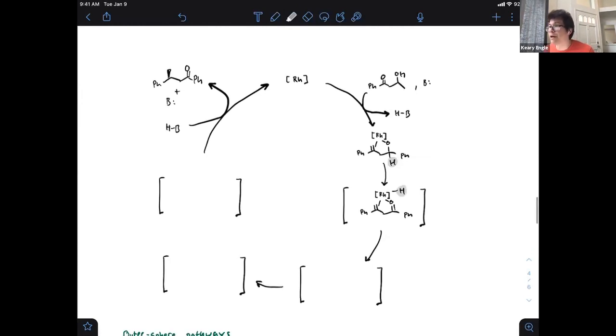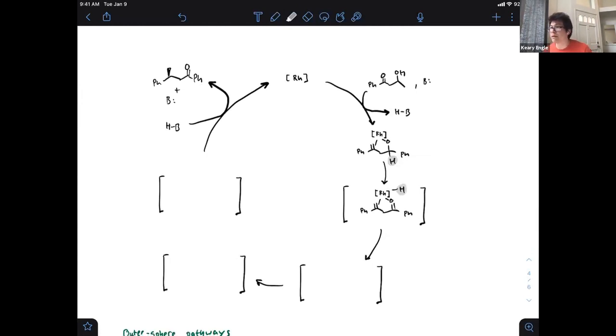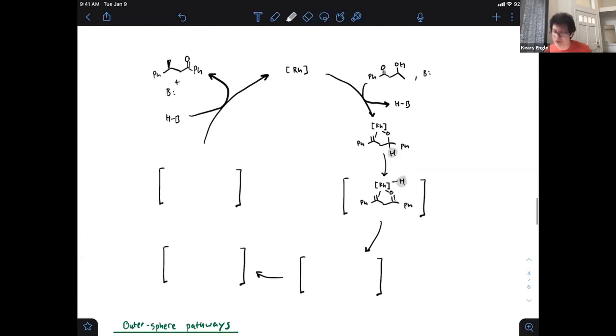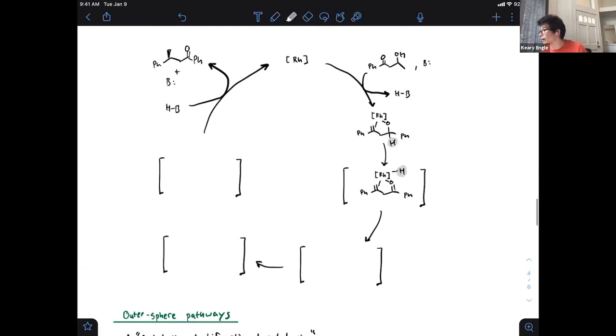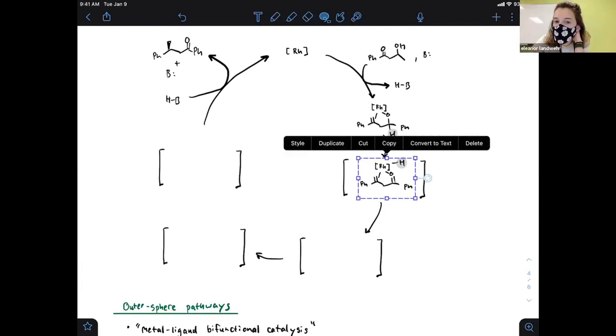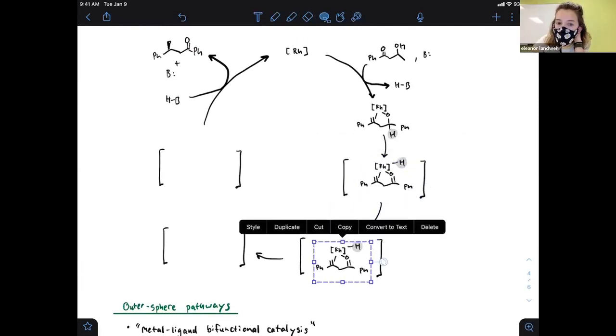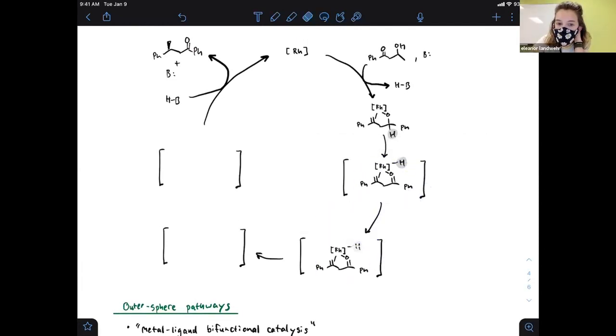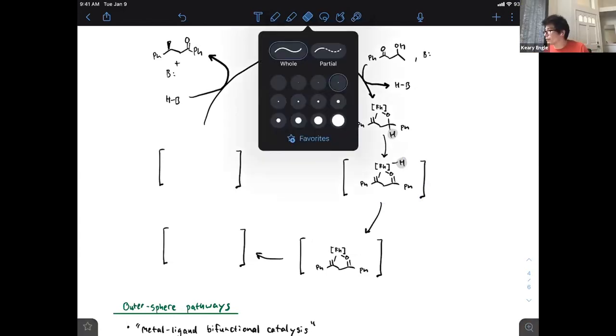So now we've generated our metal monohydride in situ here from oxidation of our secondary alcohol. And then what might happen next, Eleanor? Oh, sorry. So now can the hydride add to your alkene? Beautiful. And where would it add, do you think?